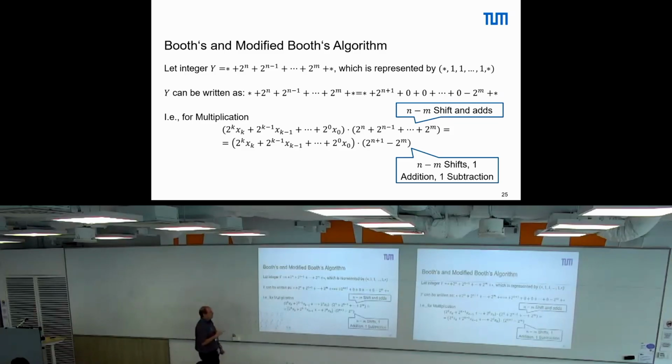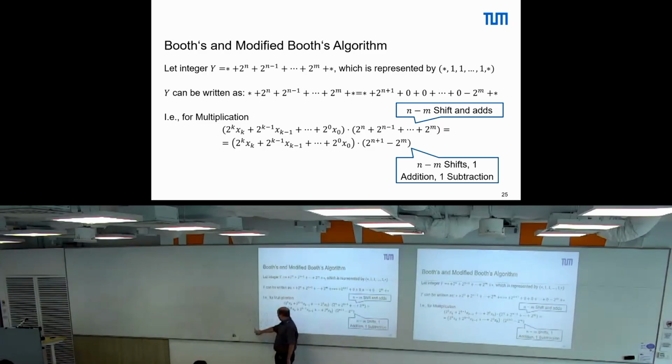So now I can do the following. I can say 2 to the power of 5 is the same as 2 to the power of 6 minus, no, other way.